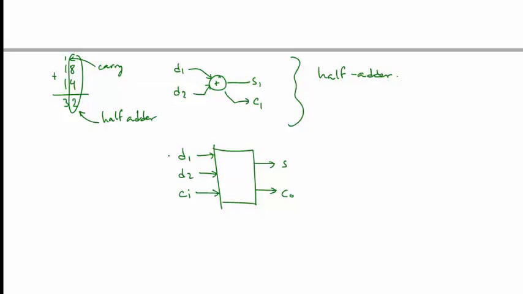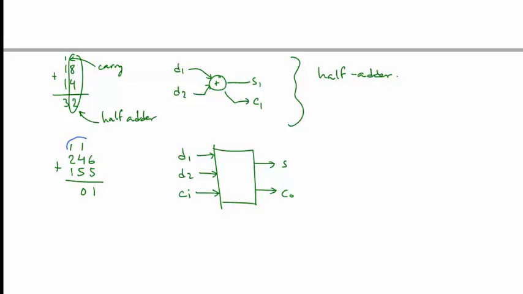Okay, so for instance, if we were adding the numbers 246 plus 155, right? Then we would do 6 plus 5 is 11, and we'd carry 1. And then we would have 4 plus 5 is 9 plus 1, and we'd carry 1.